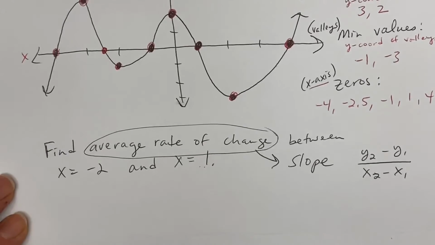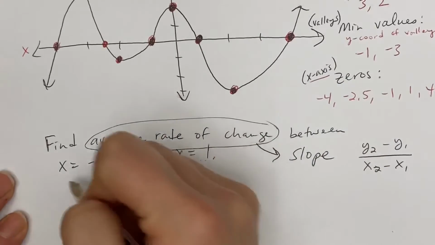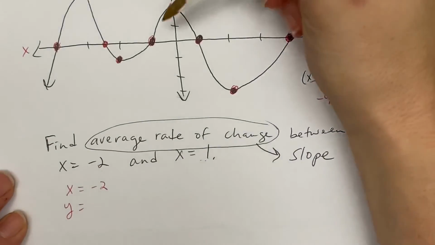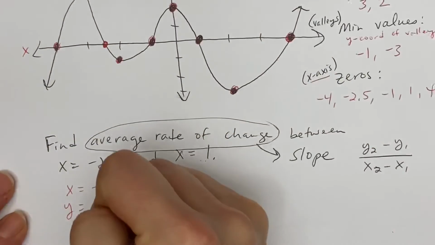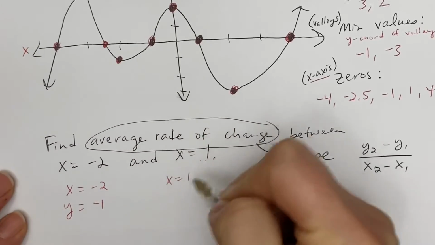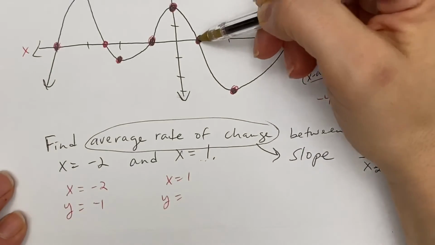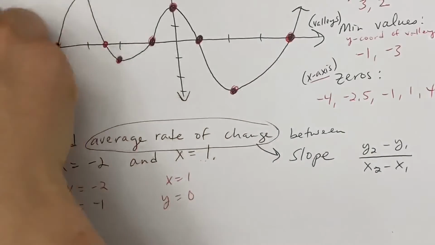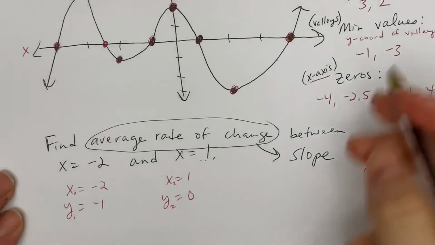So the first thing you have to do in this problem is get the y coordinate pair. So when x is -2, my y value is, let's see, when x is -2, the y coordinate here is at -1. And then when x is 1, my y value here would be 0. And then we'll substitute these into the formula. Doesn't matter which one you make x1 or x2, so I'll just make this x1 and y1, I'll make this x2 and y2.